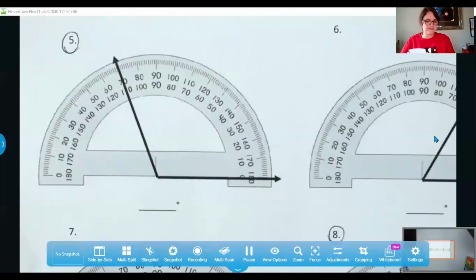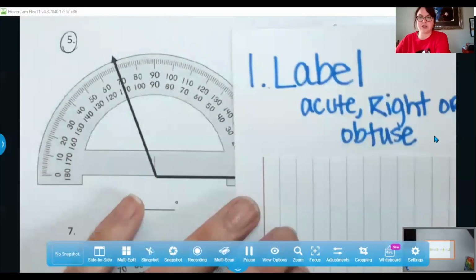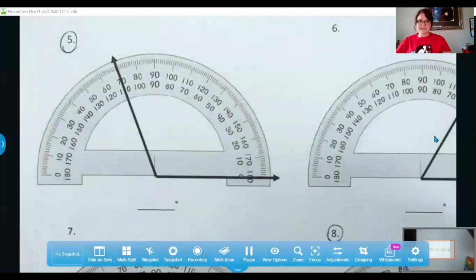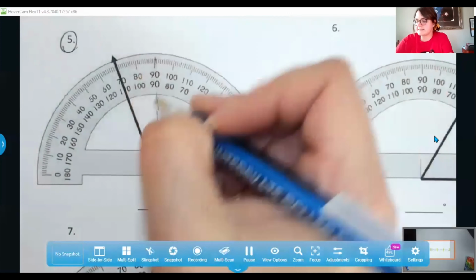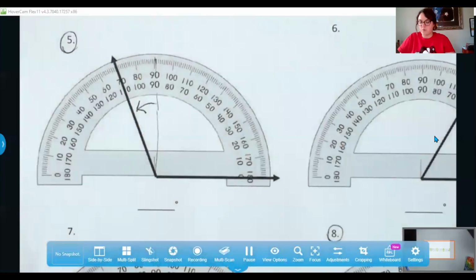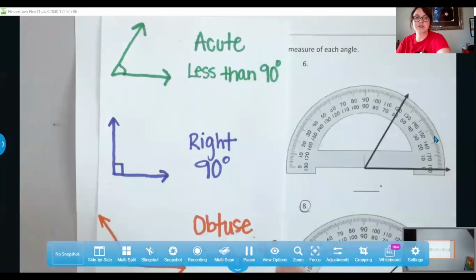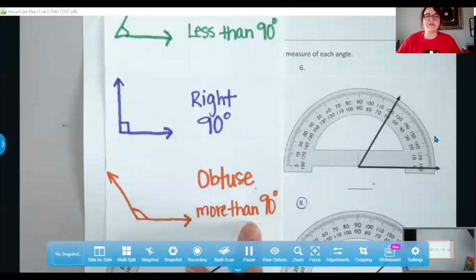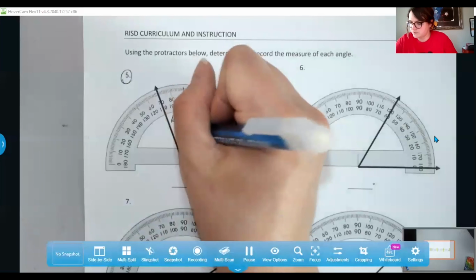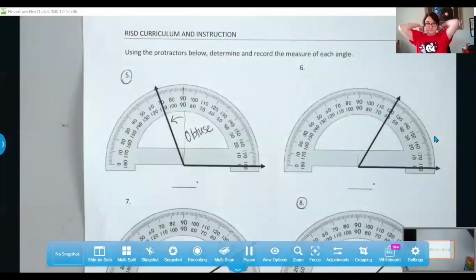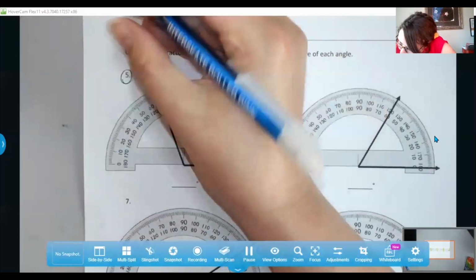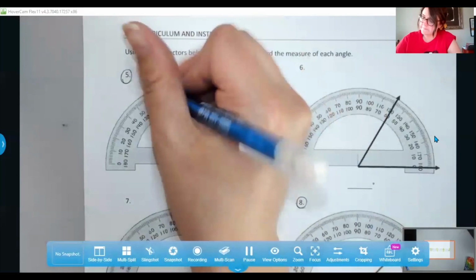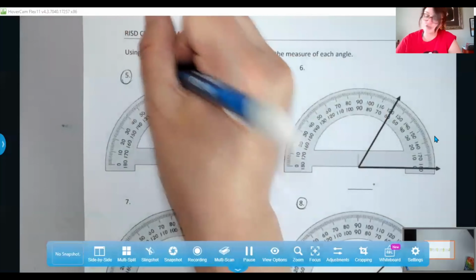So we've got to see if it is acute or obtuse. Well, let's look. We know that a right angle makes a letter L, and this is larger than that. So if we've got an angle that is larger than 90 degrees, it will be obtuse. Now I know this is obtuse. That means that I'm going to be looking at the larger set of numbers. So when I look here, the easy way to do this is to say 70 and 110. Well, 110 is the larger set, so this angle must be 110 degrees.